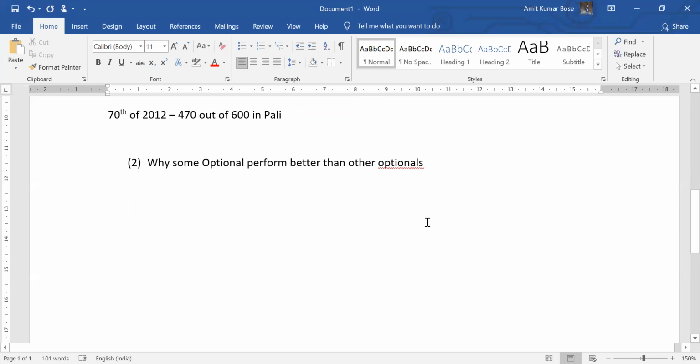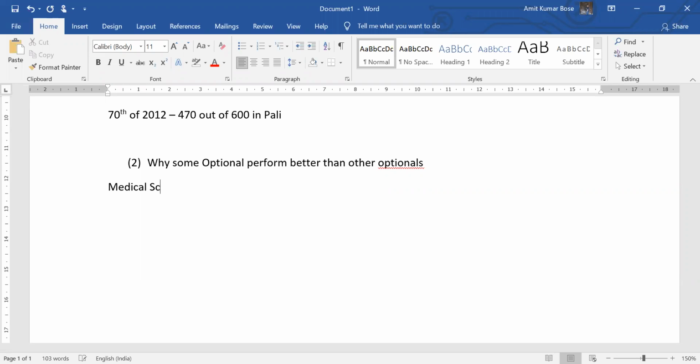Please try to understand that, say for example, one particular optional, say medical science. I'm seeing that in one particular year, the topper of the examination cracked the examination with the help of one particular optional. Say that's medical science, or say that's physics. On the other hand, in that particular year, 800 candidates were selected. Out of 800, a total of 10 candidates may have that optional. The topper is from that particular optional, but out of 800, only 10 candidates had this optional.